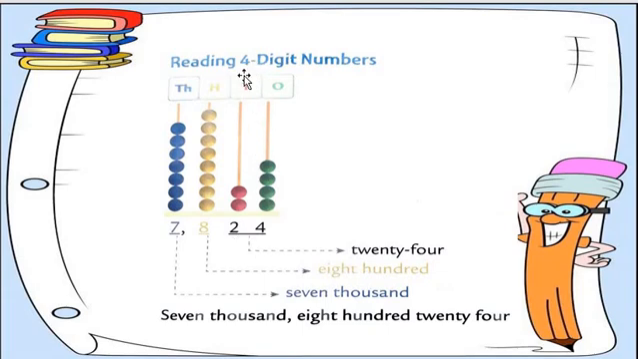And in the 10 place, 2 0 means 2, and the 1 place is 4. So 24. So how can we read it, all students? 7,824. How can we read it, all students? 7,824. Got my point, all students? This is your question number 1, how to read a 4-digit number. Then after that we move on to question number 2.